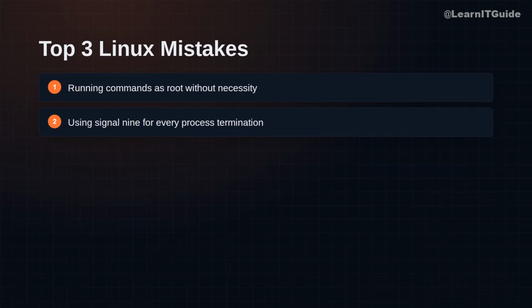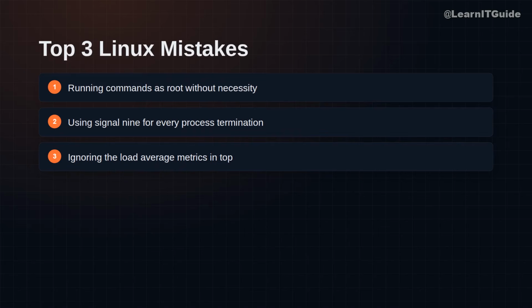First, never run commands as root if a standard user account will do. It is a massive security risk. Second, avoid using signal 9 for processes. Always try signal 15 first to allow for clean state cleanup.